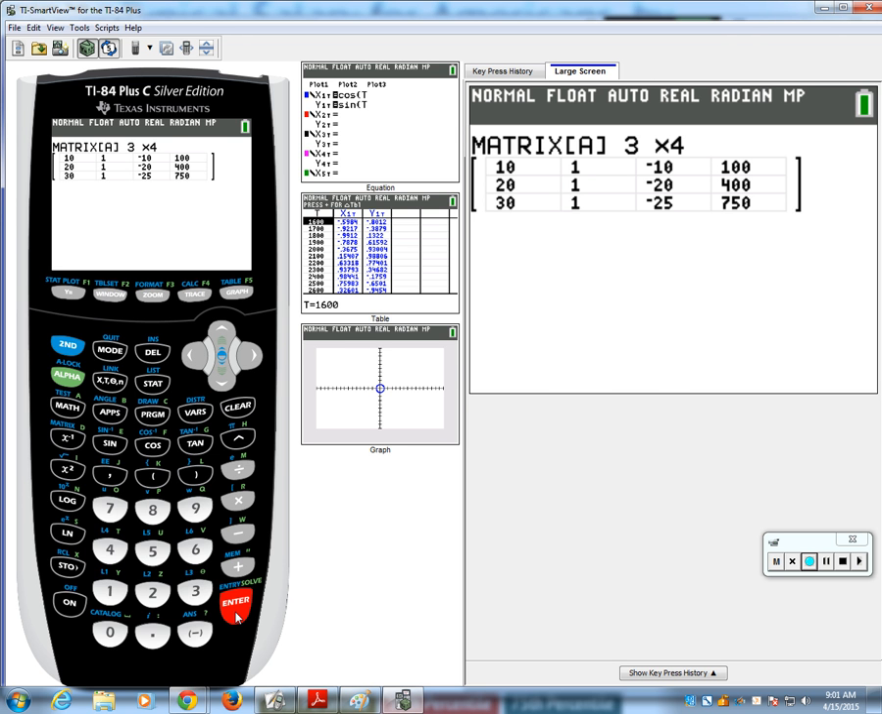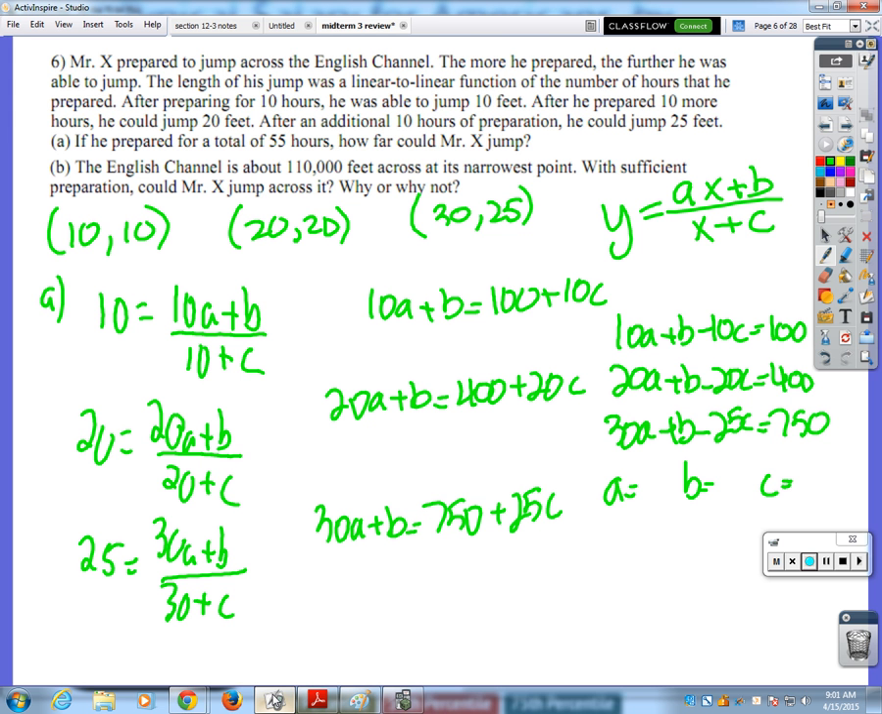All right, so according to your calculator then, a was 40, b was -200, and c was 10. Okay, so the equation is y equals (40x minus 200) over (x plus 10). So if he prepares for a total of 55 hours, how far could Mr. X jump? How do you figure that out?